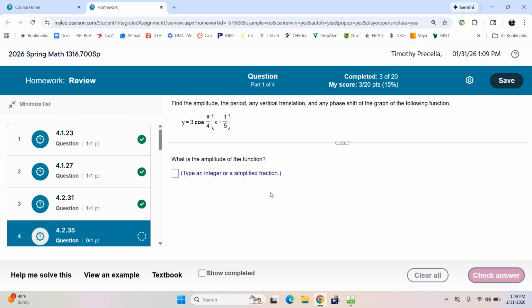Oh, and here's another one. Same type of instructions: amplitude, period, vertical translation, and phase shift. So let me write this down.